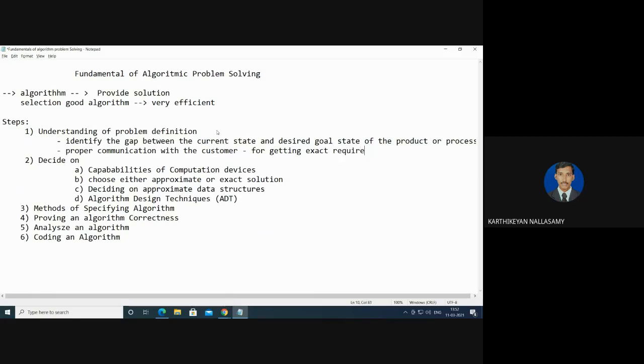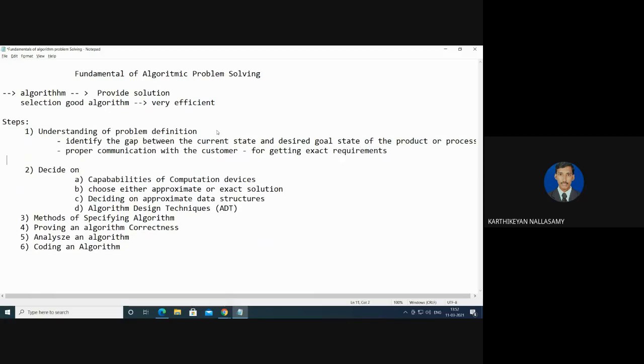Requirements means it is a need. To clearly understand our problem statement, we should have proper, clear communication with the customer. Then only can we identify the problem statement. So whenever we know how to solve a problem, we first have a clear idea about the problem statement.